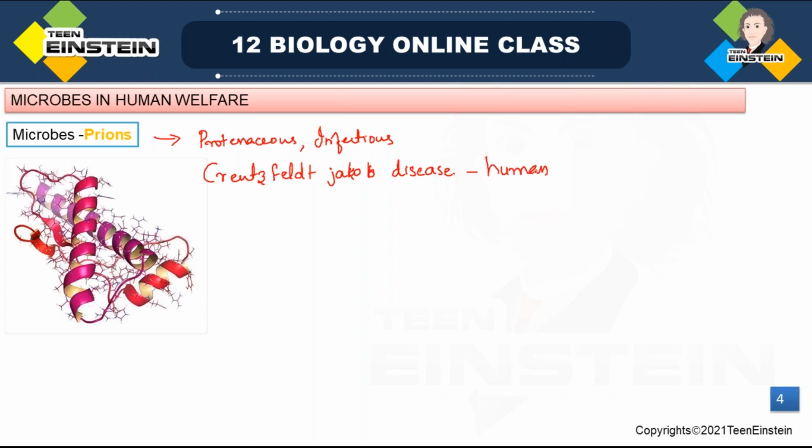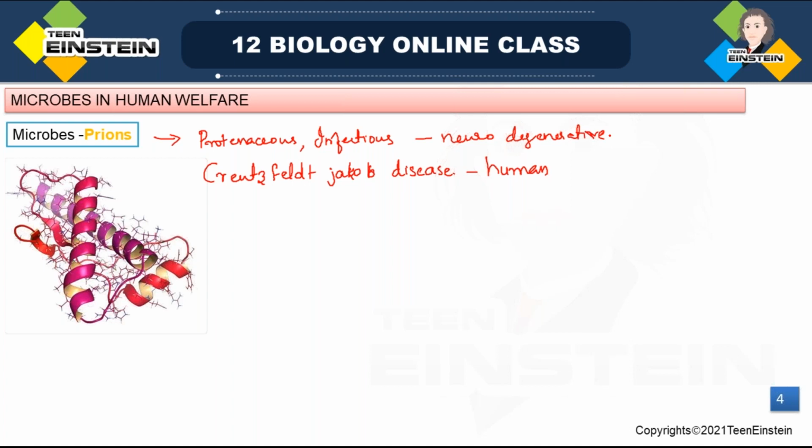So what are prions? They are proteinaceous infectious particles, made up of protein, which cause infection. So they can cause many diseases in mammals. Especially in mammals, they cause many diseases like neurodegenerative diseases. They are mainly causing neurodegenerative diseases.